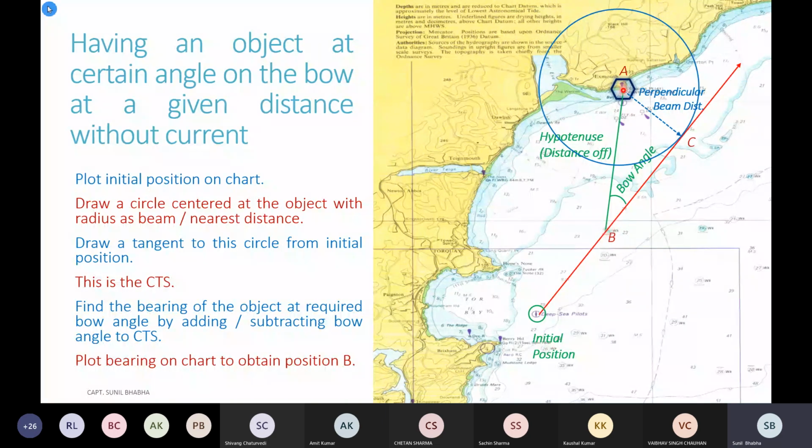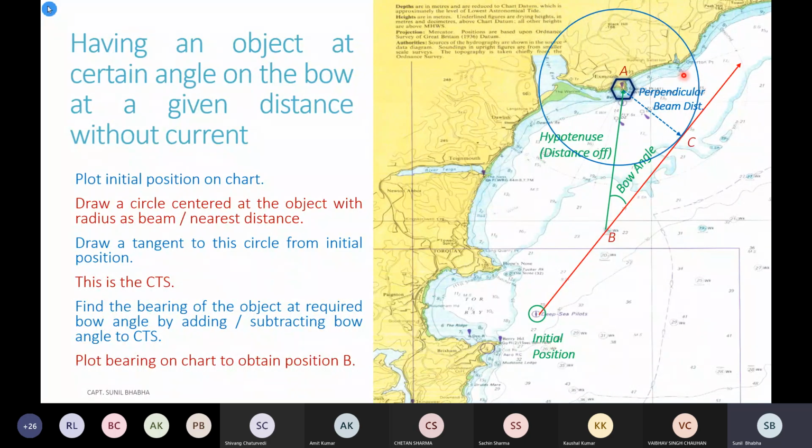Now you can draw a line joining Alpha to Bravo. So that gives us the bearing line of the lighthouse. If you do it that way, and measure this angle after completing the triangle, you will see that automatically the bow angle will be maintained. Whatever bow angle was required, the same bow angle will be maintained here.